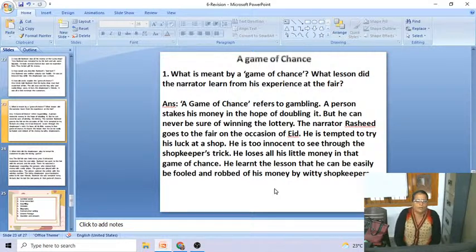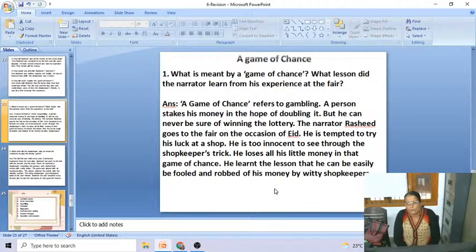Now look, what is meant by a game of chance? What lesson did the narrator learn from his experience at the fair? As this is a long answer, I will just read it quickly for you. A game of chance refers to gambling. You might have heard gambling, right? Before test cricket or before any big game takes place, then there is gambling. People predict keeping the money, right? If the prediction is correct, the person who has predicted will get money, the others will lose the money, right?